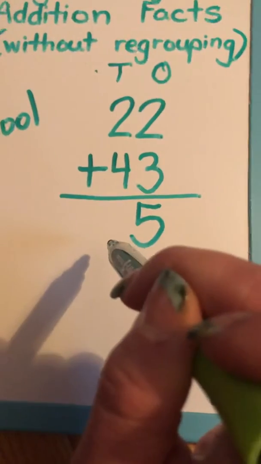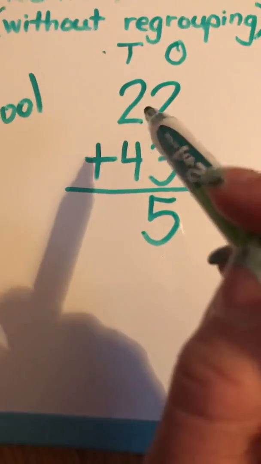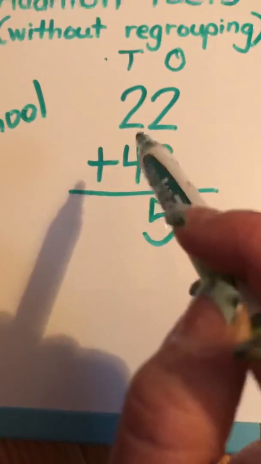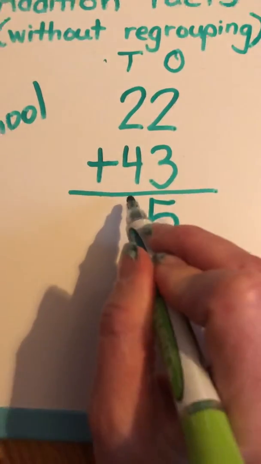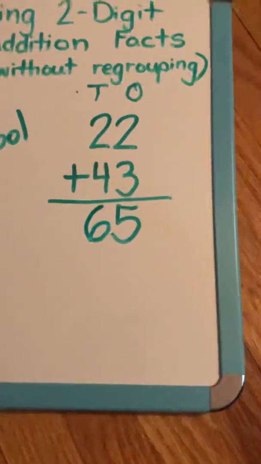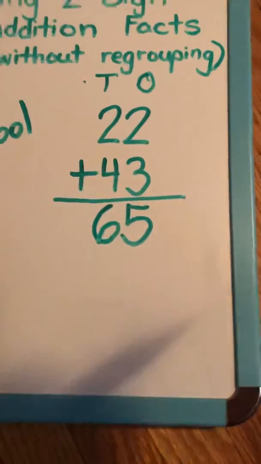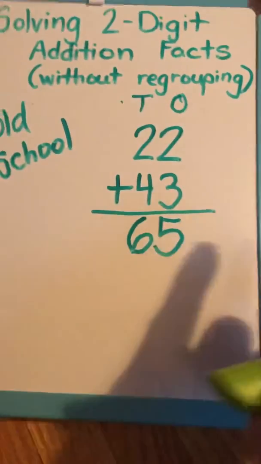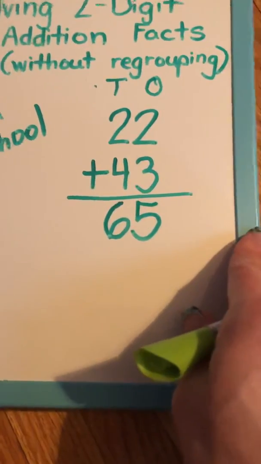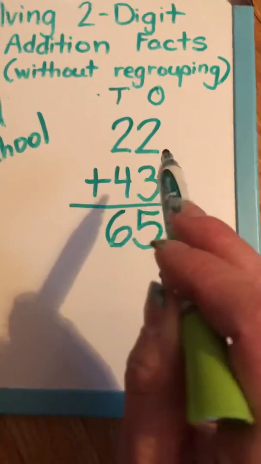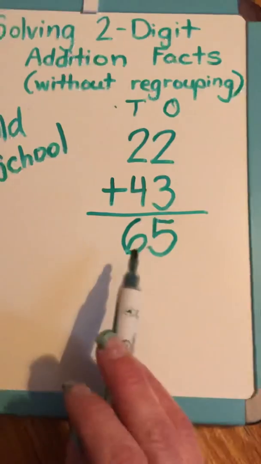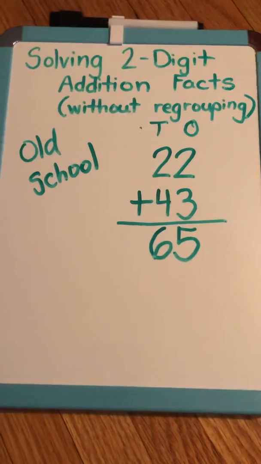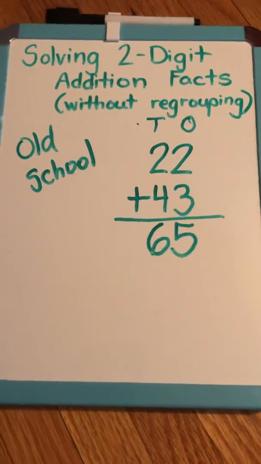Now I have to solve for the sum of my tens column. In my tens column, I have 2 plus 4. What is the sum of 2 plus 4? Correct, 6. So I added up the digits in my ones column, the digits in my tens column, and now I have a final answer. I'm done. The whole sum of 22 plus 43 is 65. And that is how you use the old school math strategy to solve 2-digit addition facts.